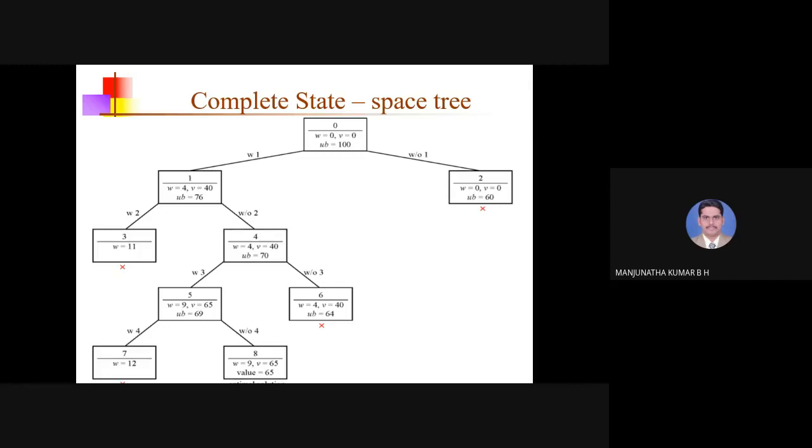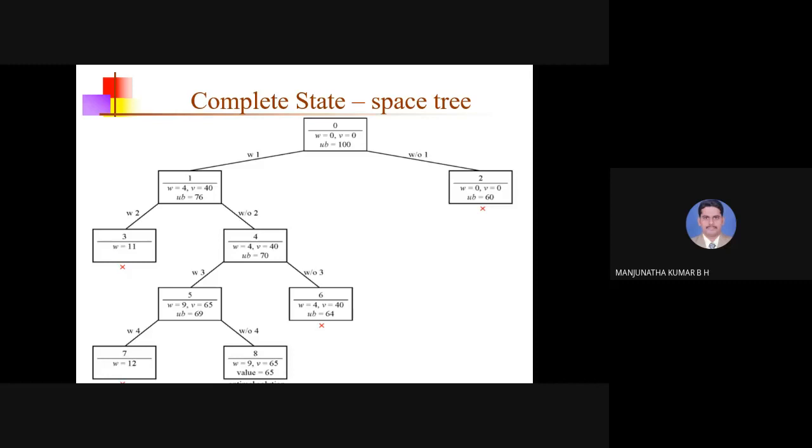Node 5 is 69, node 6 is 64. Okay, but when I compare upper bound, 69 is best. That is node 5 is best. Again explore node 5 by considering the fourth item and without considering the fourth item, with 4 and without 4.